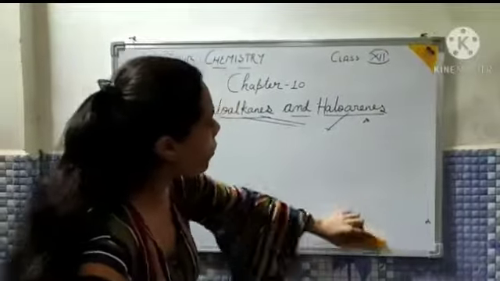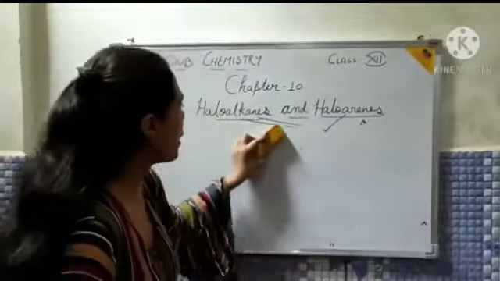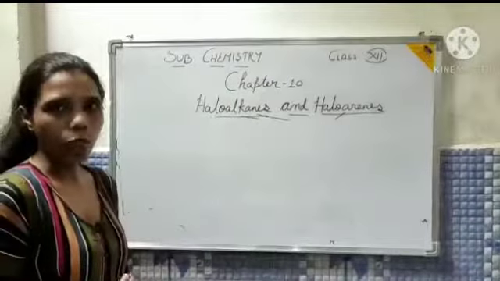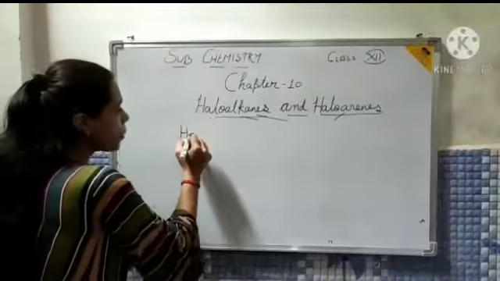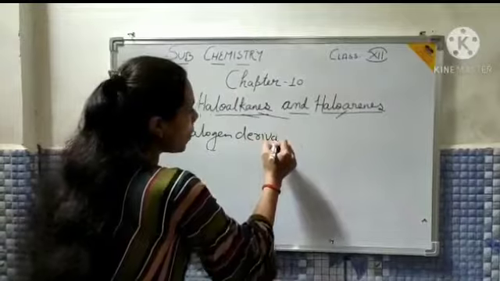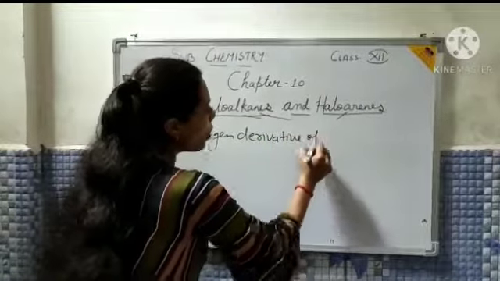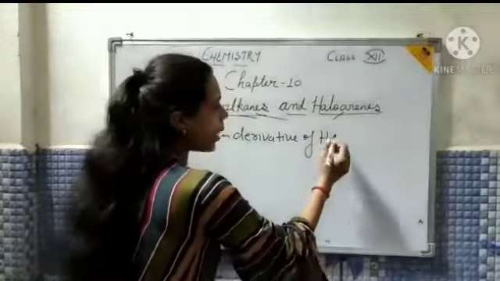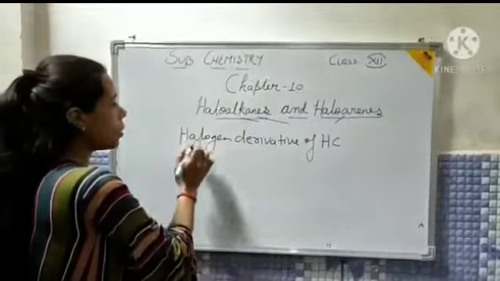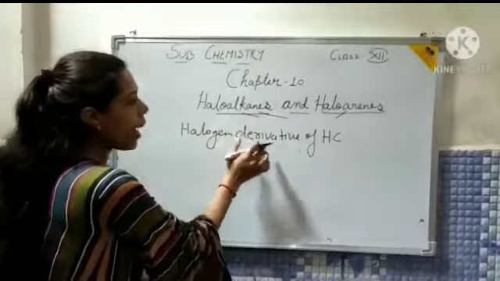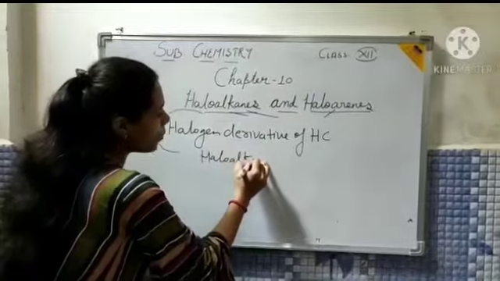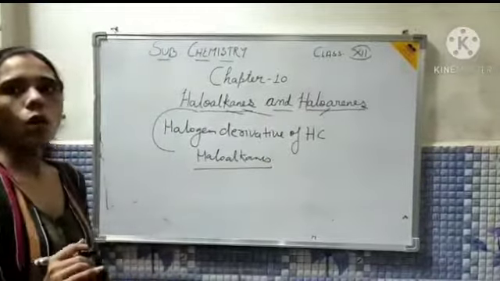Now we will come to what we have to talk about in this chapter about haloalkanes and haloarenes. What are haloalkanes? The halogen derivatives of hydrocarbons are called haloalkanes.